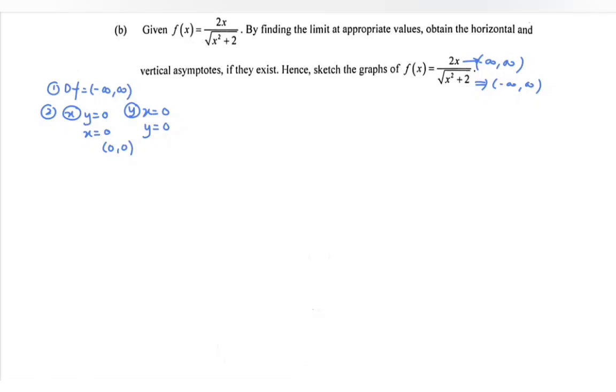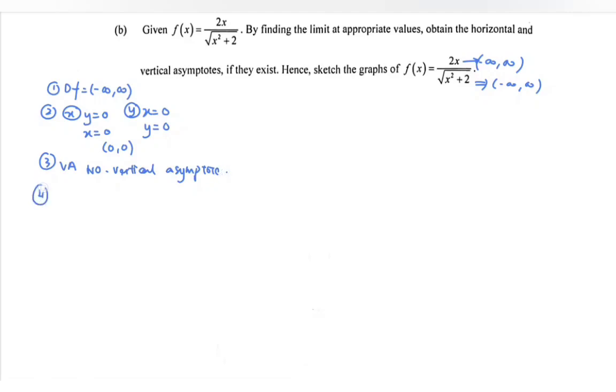Next, number 3. Focus on the vertical asymptote. By referring to the domain, we notice that there is no asymptote, so we can say no vertical asymptote.